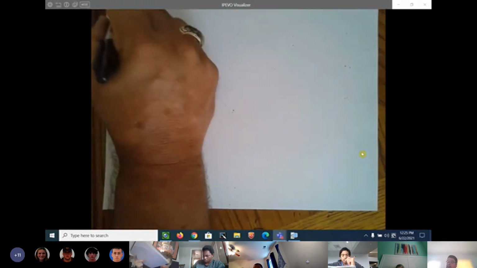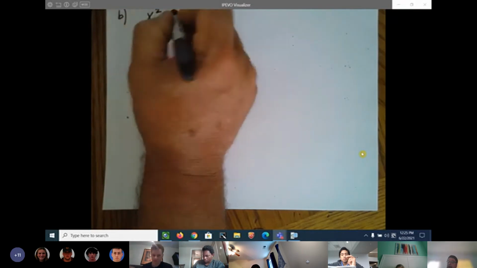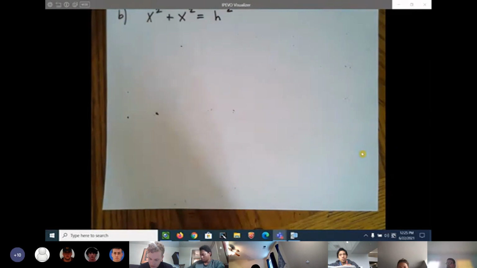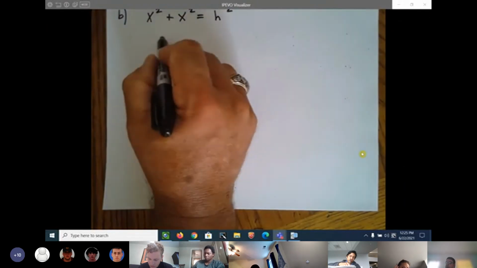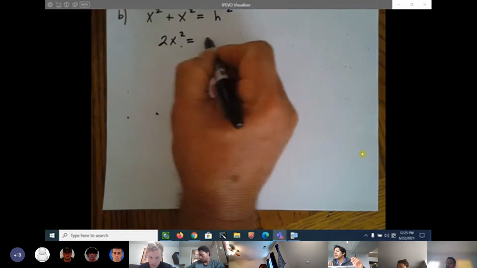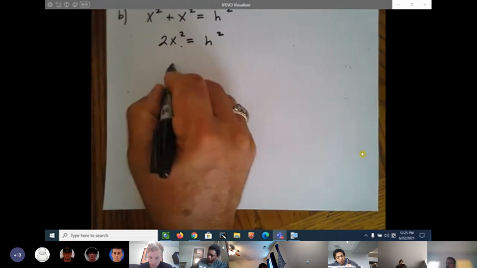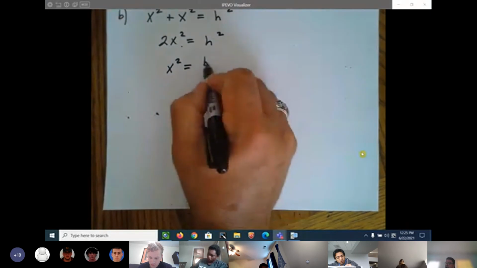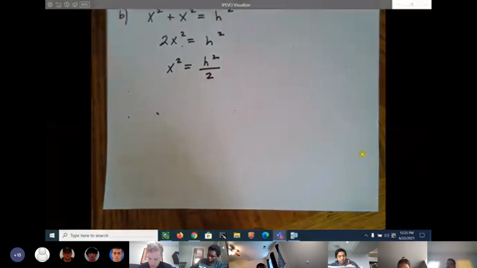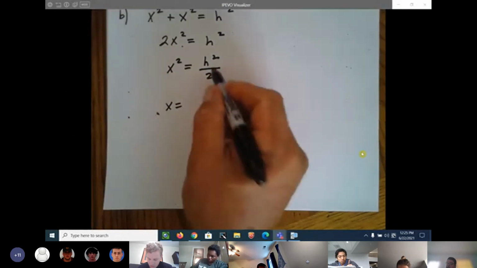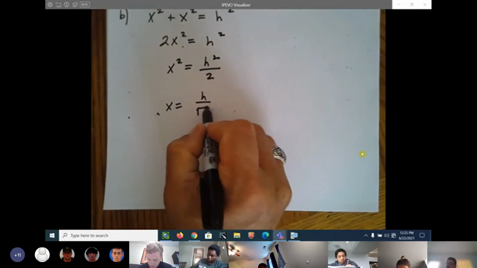So x squared plus x squared is equal to h squared. 2x squared is equal to h squared. And I want it in terms of x because that's what we have to plug into the formula. So x squared is equal to h squared divided by 2. And taking the square root of both sides, x is equal to h over the square root of 2.